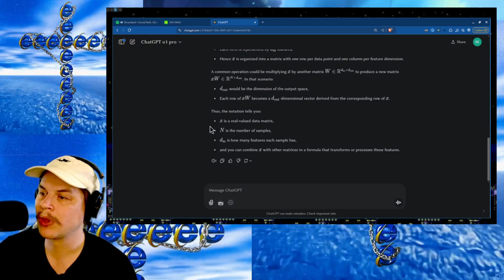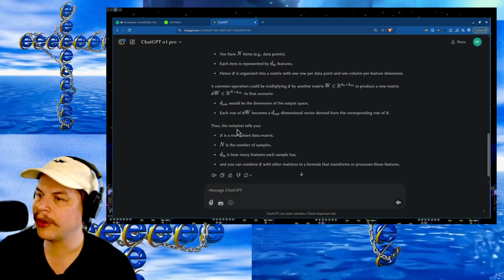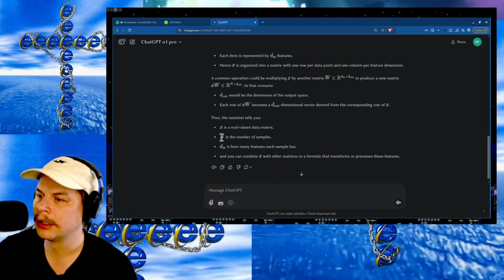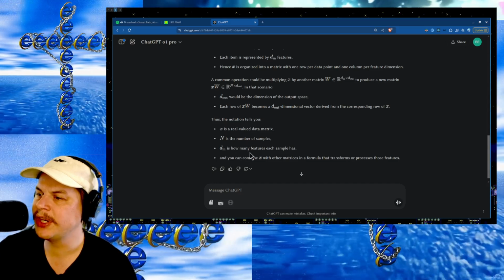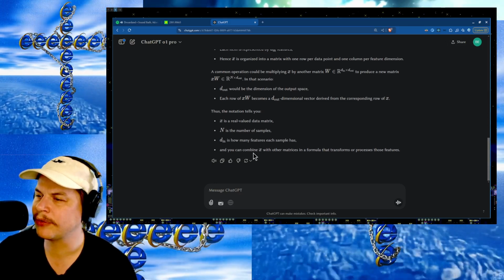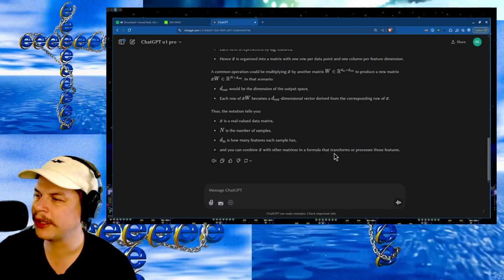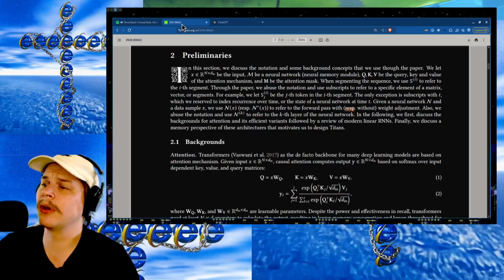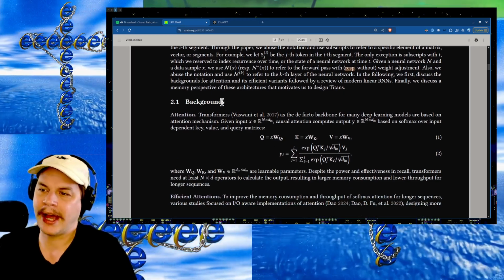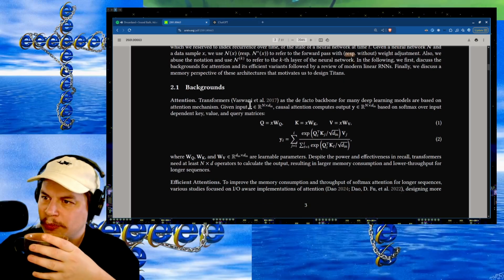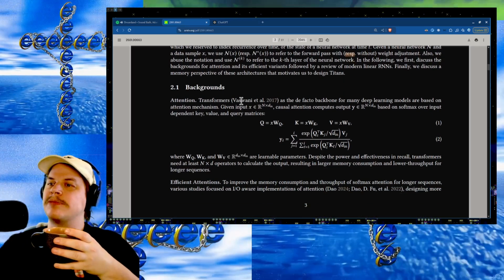Barely understand this. So X is a real-valued data matrix right here. N is the number of samples. I got that little N right there. d_in is how many features each sample has. When you combine X with the other matrices in the formula, that transforms and processes the features. Not really any smarter. Slightly, maybe. I don't know. It's about matrices. We know that AI is all just matrix multiplication, right?